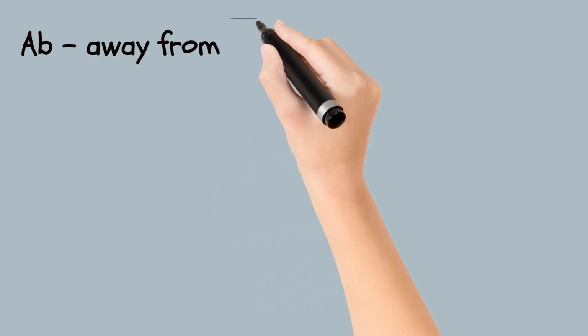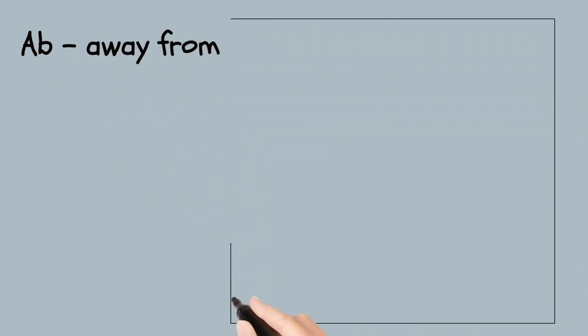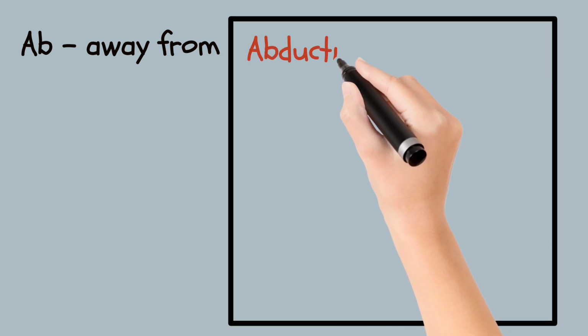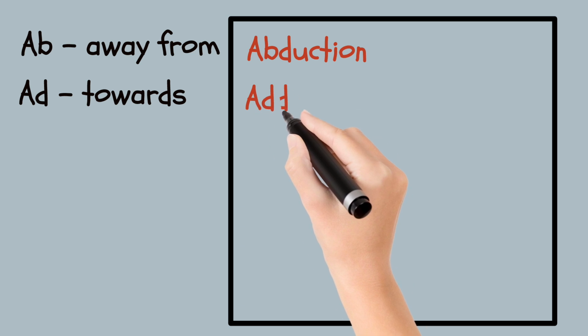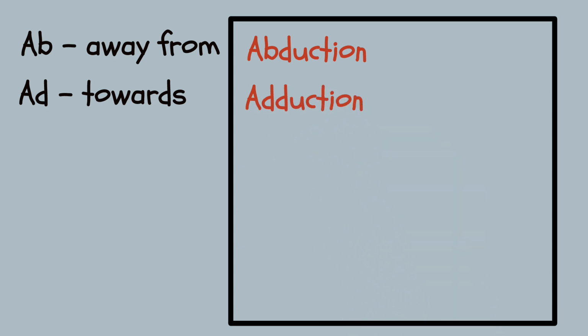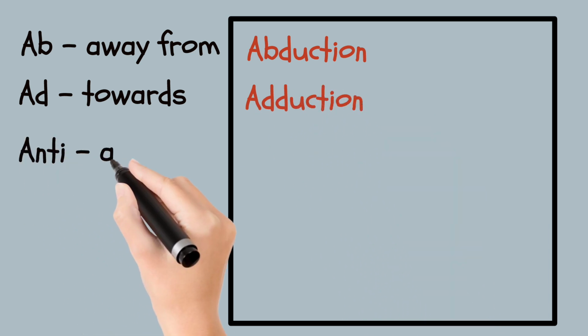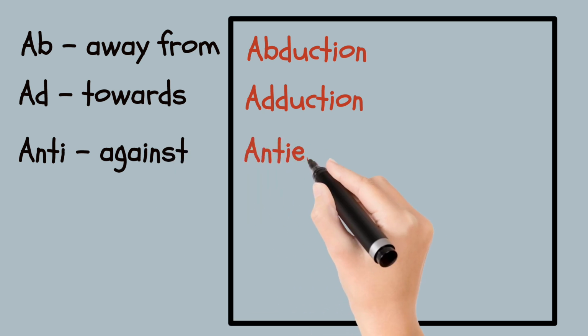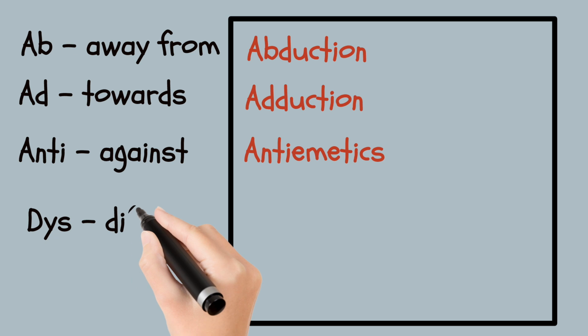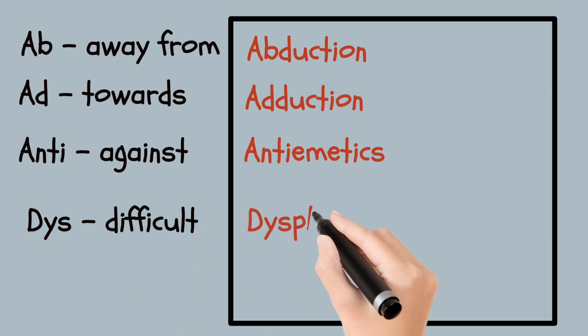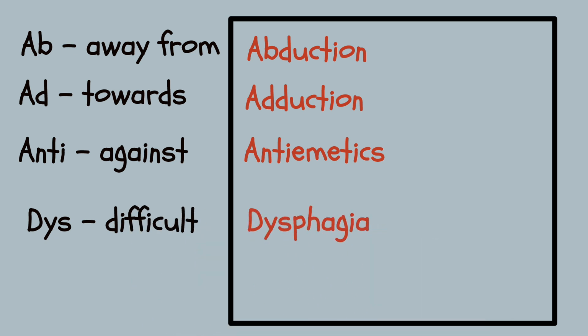Ab, which means away from. Abduction, to take away from the midline. Ad means toward. Adduction, move toward the midline. Anti, against. Antiemetics, work against vomiting. Dys, difficult. Dysphagia, difficulty in eating.